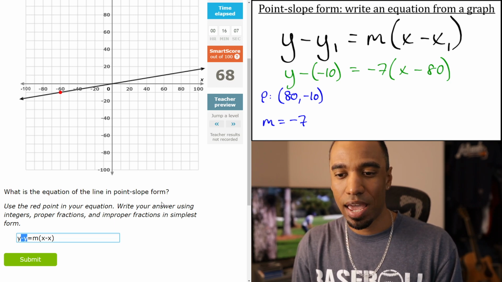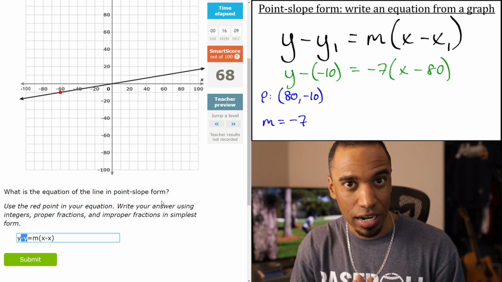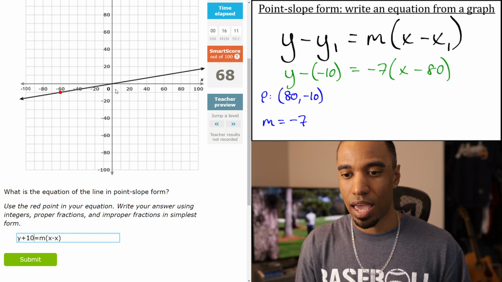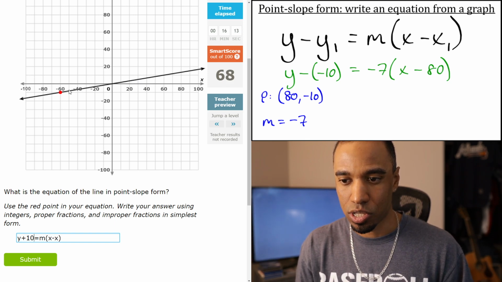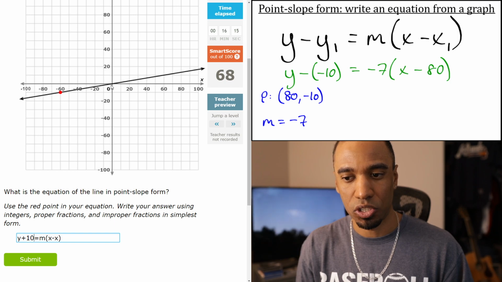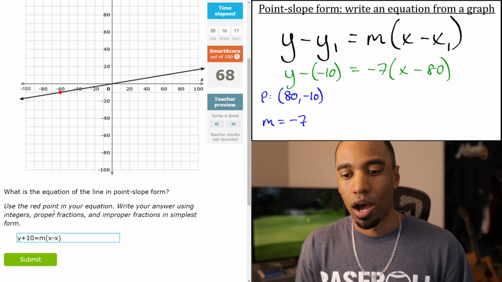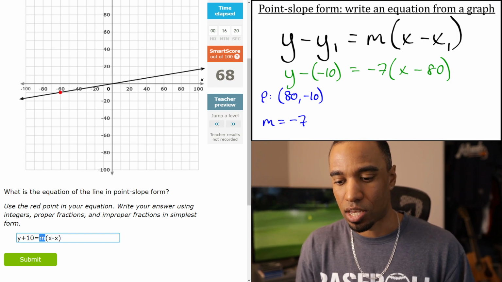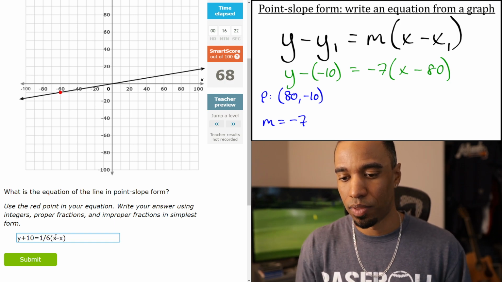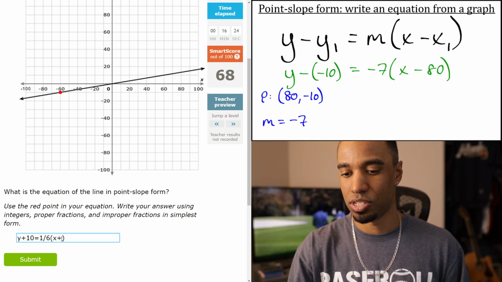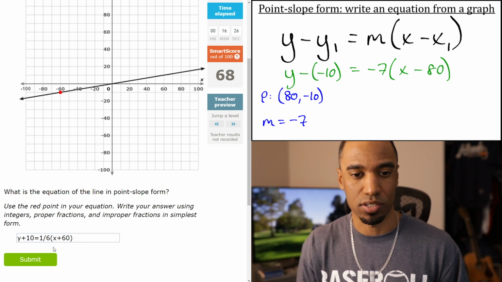All right, y minus negative 10 is y plus 10. M, what is that slope? I think it goes to the origin here, so up 1 over 6, because that's a negative 60. But that's an up 1 over 6. Boom. And then x plus 60, the minus negative 60 there.